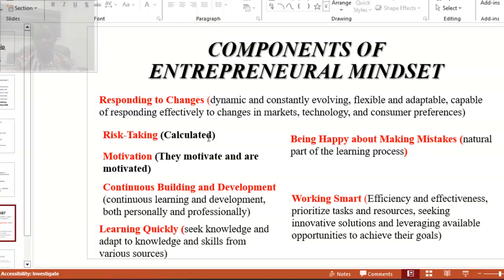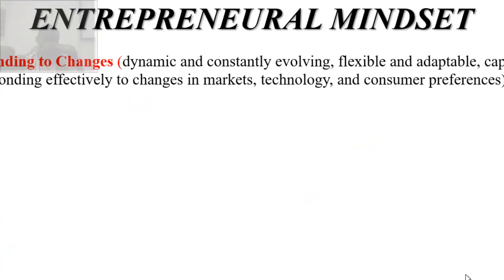The last point is working smart. Efficiency and effectiveness, they are very core. So it's not just about planning, but know what to do at the right time, all the time, okay? When challenges come, know the next button to press. Know the right contacts to make. You understand? We've been able to look at components of entrepreneurial mindset, and there are seven.